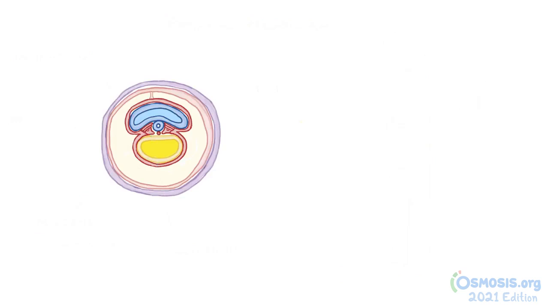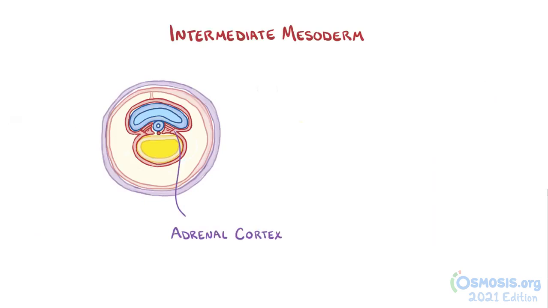Alright, so the next type is the intermediate mesoderm, and it's a bit thinner and is located just lateral to the somites. It gives rise to the adrenal cortex and the urogenital structures, like the kidneys, as well as reproductive organs like the testes and ovaries.